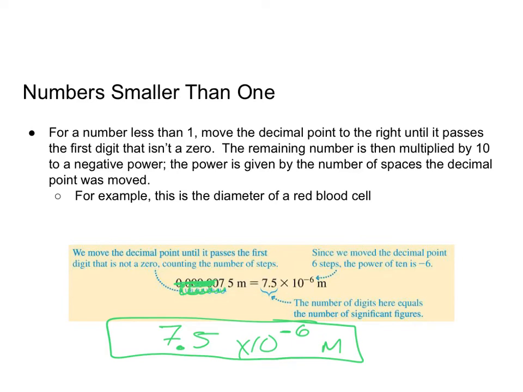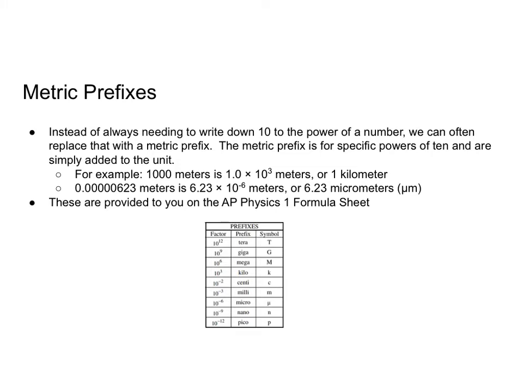Now there is one more step to this, and that gets us into our next concept, which is metric prefixes. Instead of always writing down 10 to the power of a number, we can replace that 10 to the power of a number with a metric prefix, or slightly manipulate our scientific notation. Normally it's always 5.20, maybe we change it to 520. To help us with our metric prefix, I'll get to an example in a little bit.